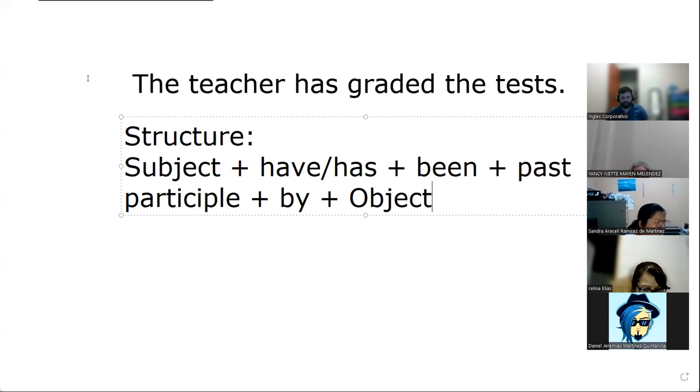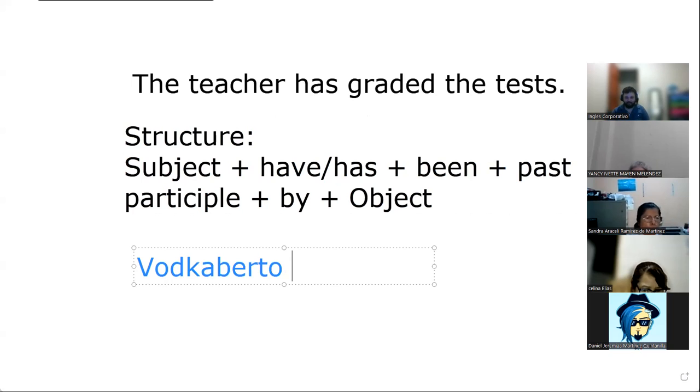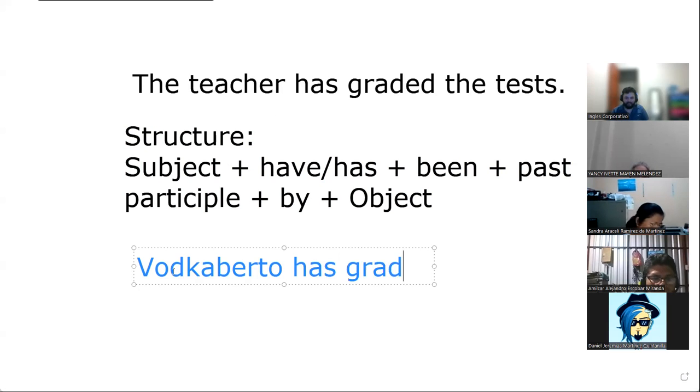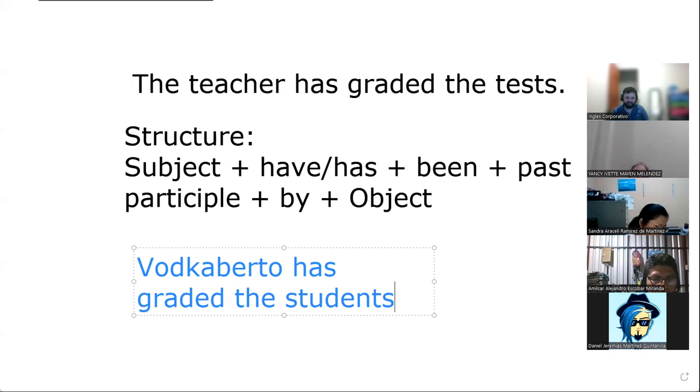Okay. So an example, guys, would look like this. So you can say, I don't know, guys, you can say Volcaberto has graded the students' tests, okay? So Volcaberto has graded the students' tests.